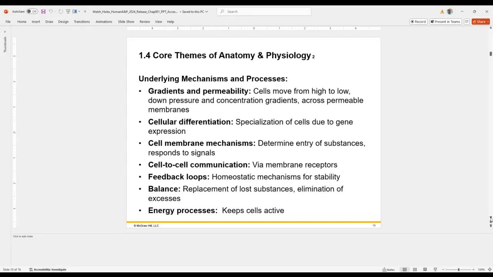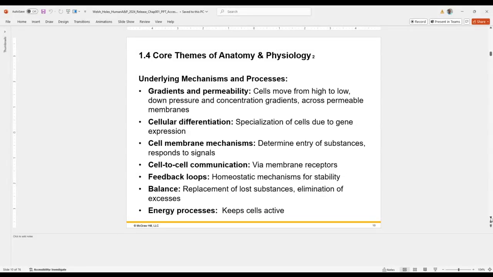Cellular differentiation, this is specialization of cells because of what genes are turned on in those cells in particular to perform a certain function. There are certainly cell membrane mechanisms we'll talk a lot about. These determine whether certain substances enter or not, and whether a cell can respond to certain signals. And then there is cell-to-cell communication, and that is through the membrane receptors.